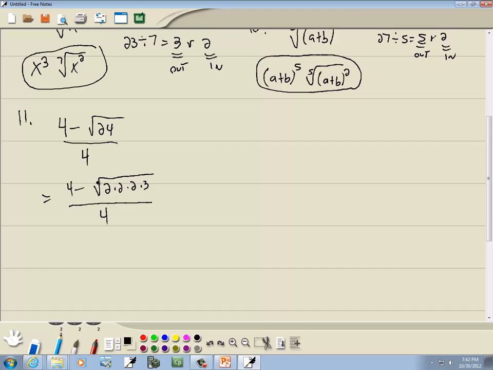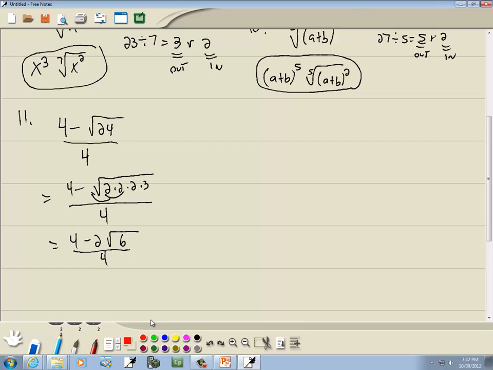Now, this is a square root, so our index is 2, so we're looking for a pair of somethings. Here's a pair of 2's, so that's going to come out in front as a single 2. So we got 4 minus 2, and then we're left with 2 times 3 inside, which is 6. We can only bring something out if it's a pair, like a pair of 2's, pair of 3's.